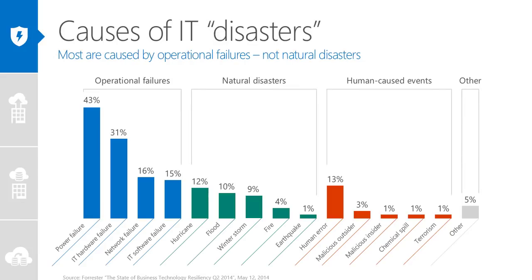So just a quick word here around when we talk about disasters and disaster recovery. What kind of disasters are we talking about here? A lot of people think of natural disasters, but as you can see here, most IT disasters are actually operational failures. We see things like power failures, IT hardware failures, network failures, IT software failures, even human error being a larger percentage of IT disasters than, again, natural disasters that we typically think of. But as you can see here across this whole spectrum, lots of IT disasters that our customers need to be concerned about.